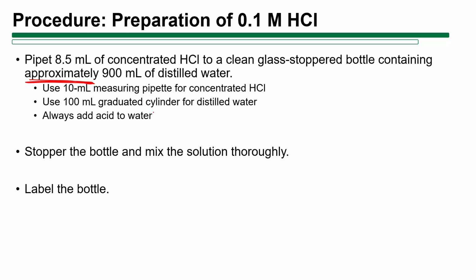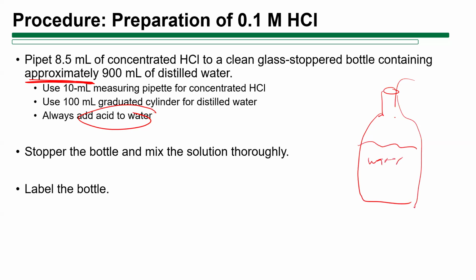And take note, you always add acid to water. So make sure that in your glass stoppered bottle, you have water first before you add your acid. Don't start by putting your acid first and then adding water. Never do that. Never water to acid. Always add acid to water. Once you have done that, you close the bottle using the lid or the cap, mix the solution, and label the bottle.